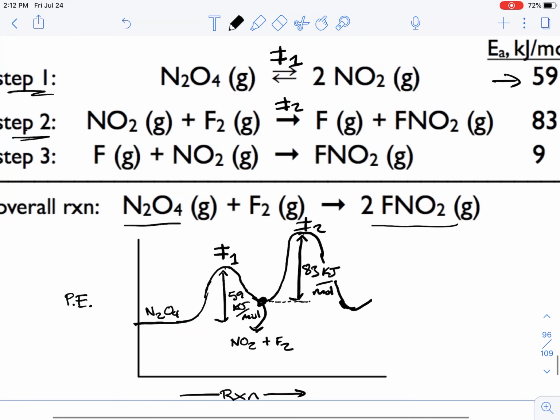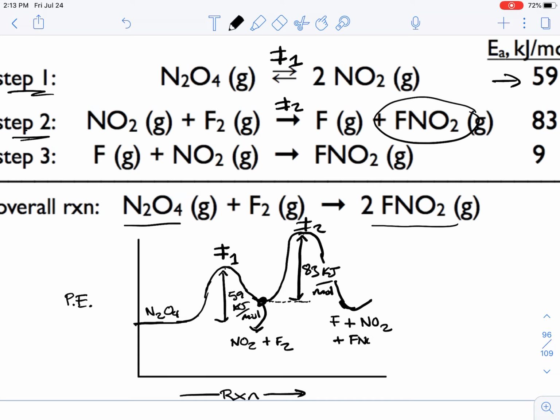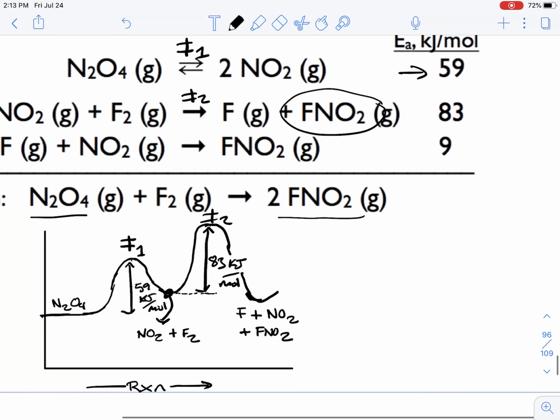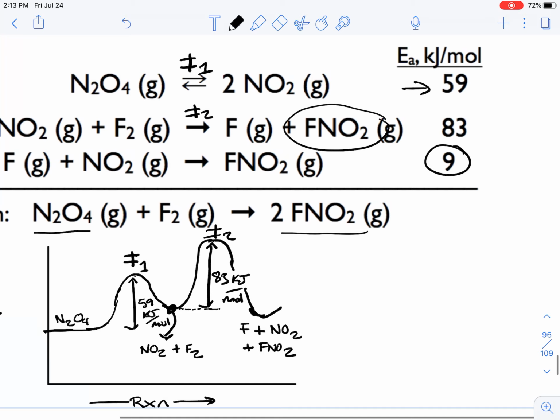And so in the last elementary step, or the third elementary step, it looks like I have this fluorine radical, and one of the products, FNO2, and I also have NO2 that's being produced. And so I'm just going to go ahead and write F plus NO2, which is going to describe the reactant of the third elementary step. And so since I form one of the products, I'm just going to put at the bottom of this FNO2.